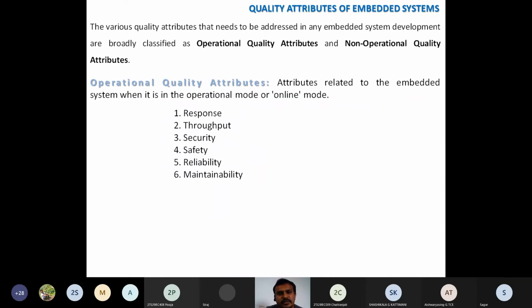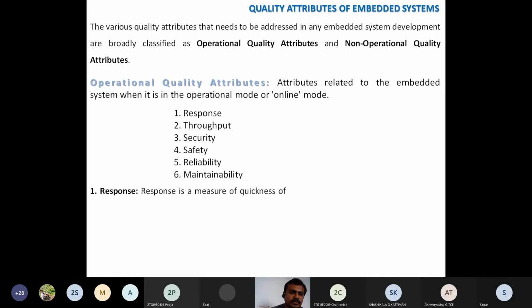So at that time, the attributes we are going to prefer are listed as response, throughput, security, safety, reliability, and maintainability. So these are a few operational quality attributes we observe in the design of an embedded system. What is this response?